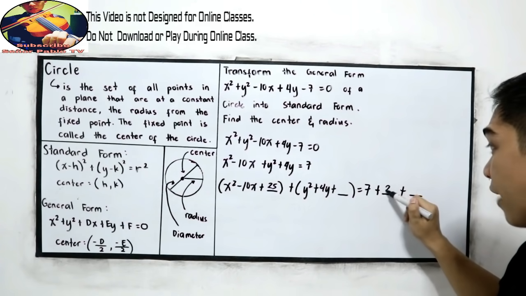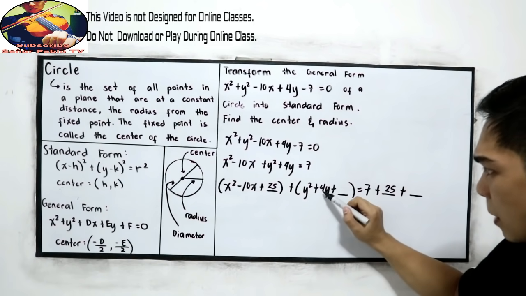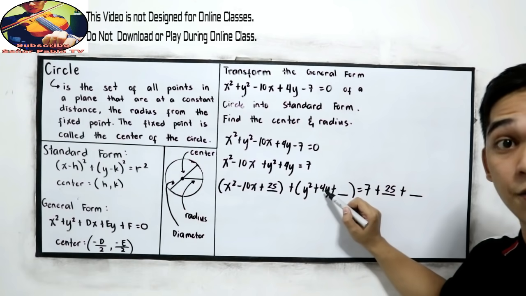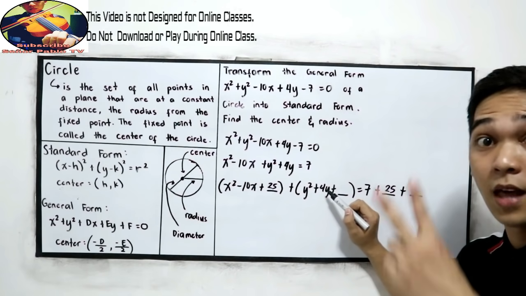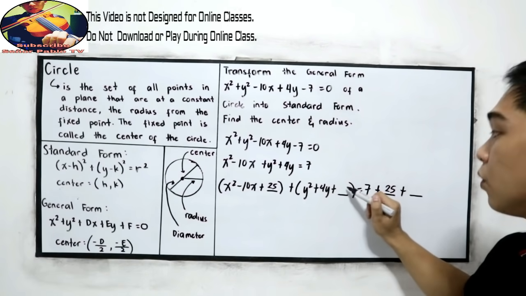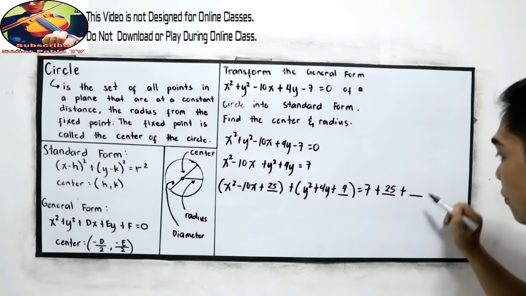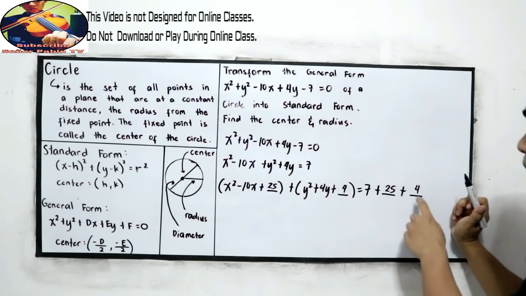Also add 25 on the right side of the equation. Next, 4 divided by 2 is 2. 2 squared, that is 2 times 2, which is 4. So we added 4 on the left side, so add 4 on the right side of the equation.